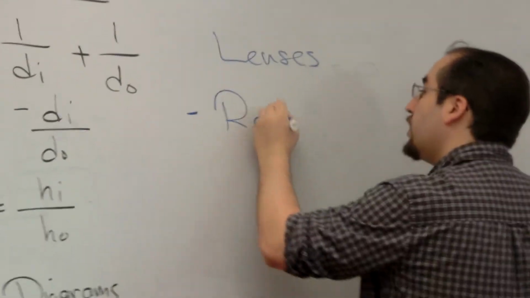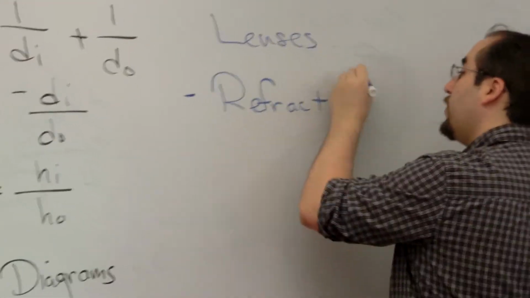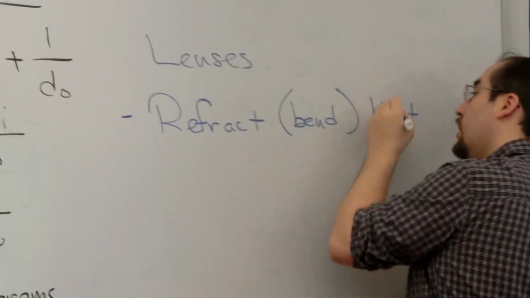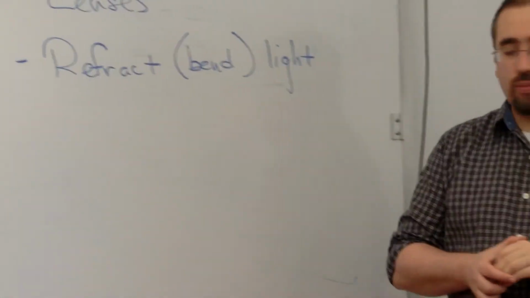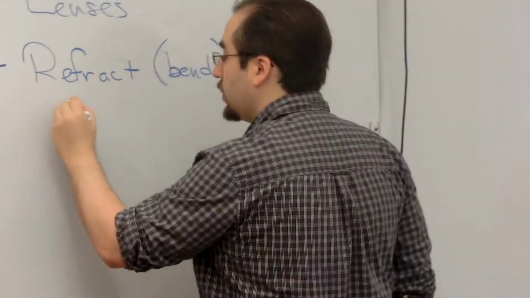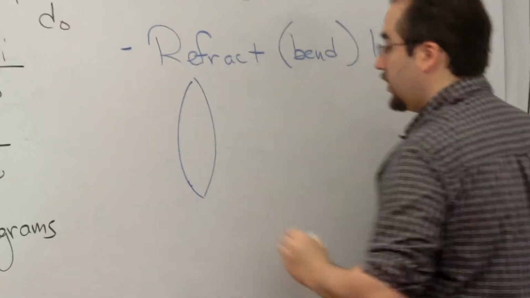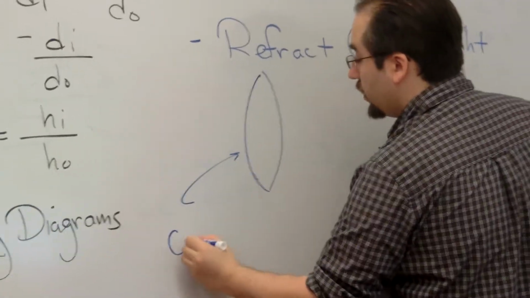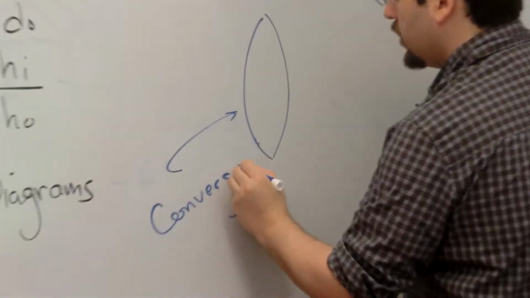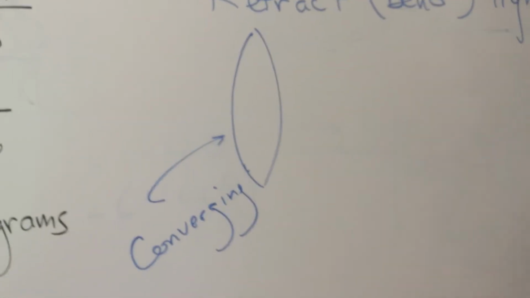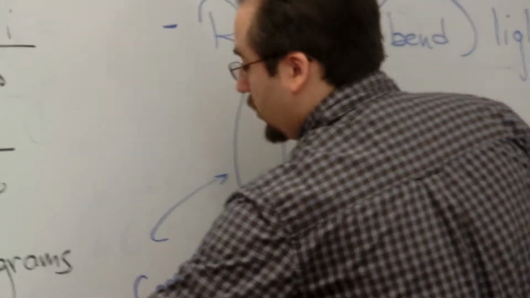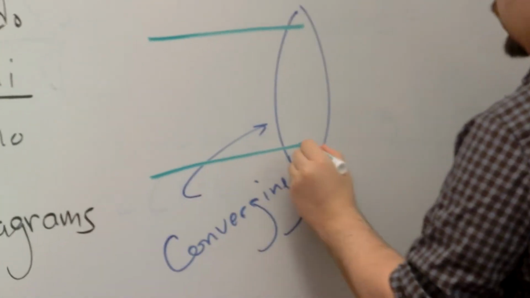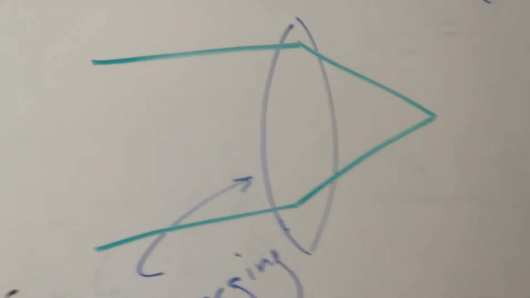They refract, or in more common English, bend light, which means that light passes through a lens. What kind of lens is this? Converging. This is a converging lens. When rays of light go through a converging lens, what do they do? They come together. They converge.